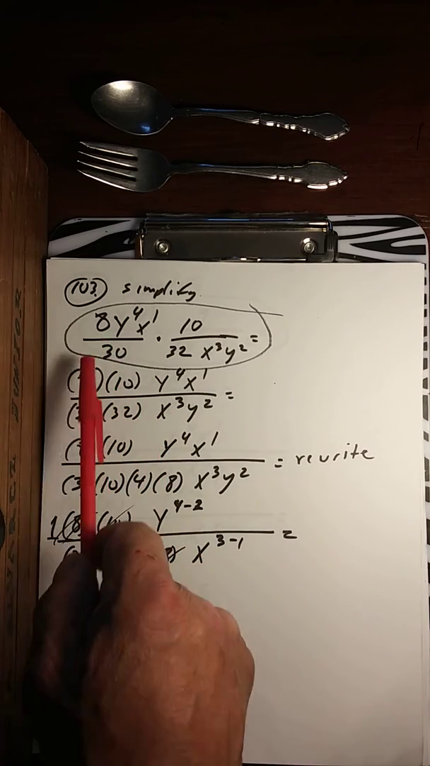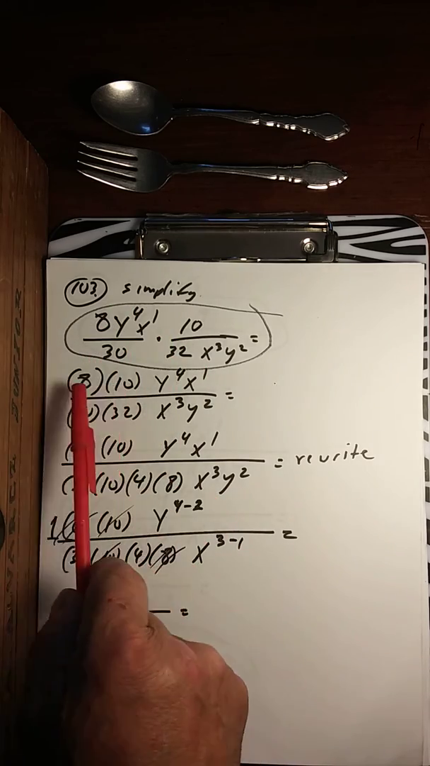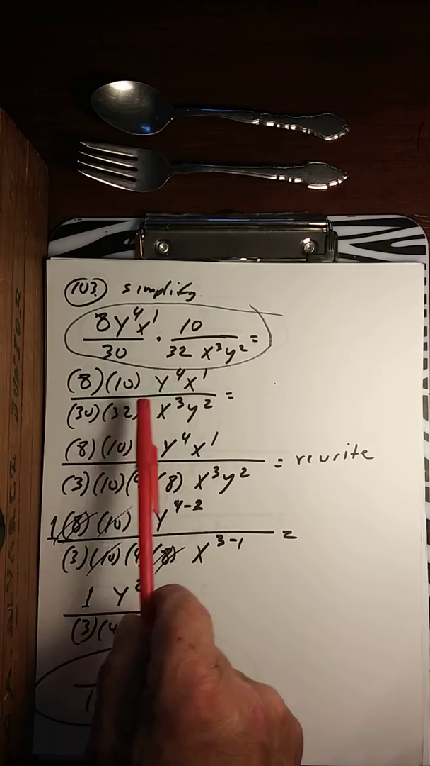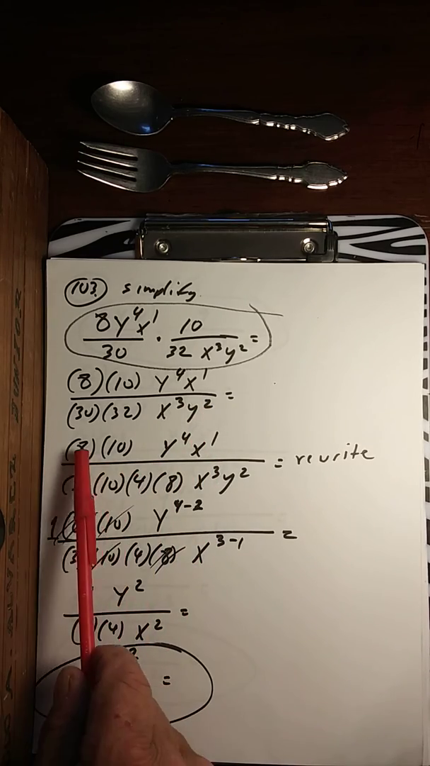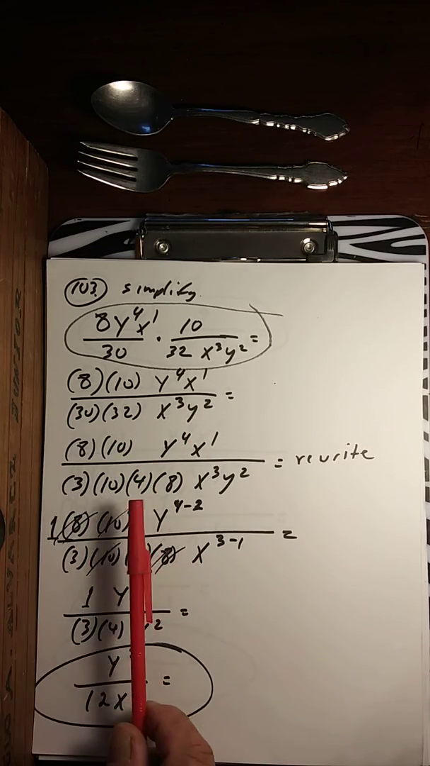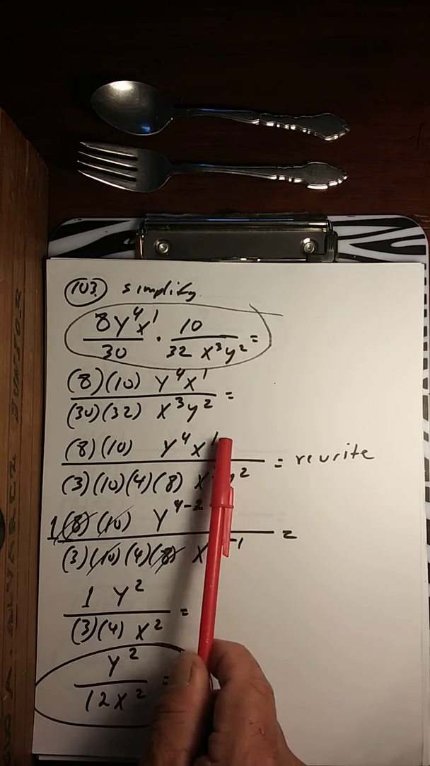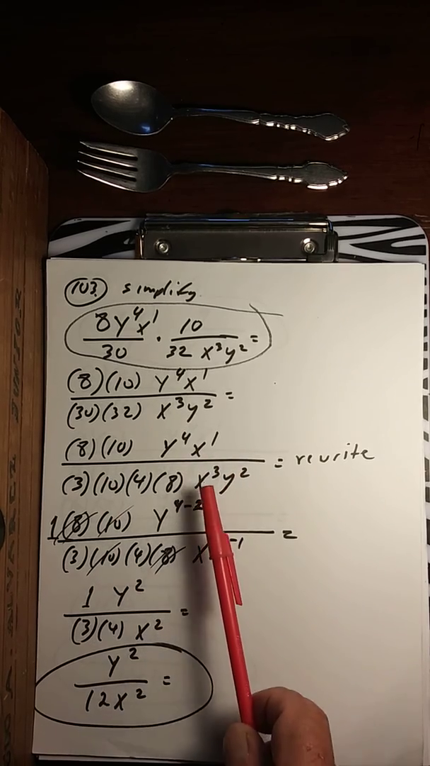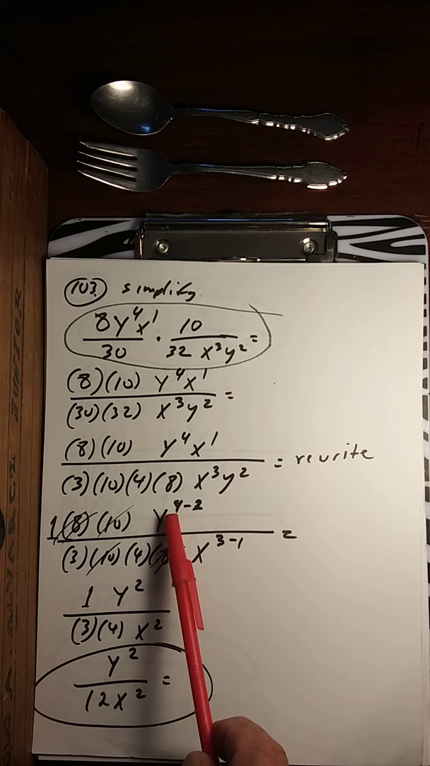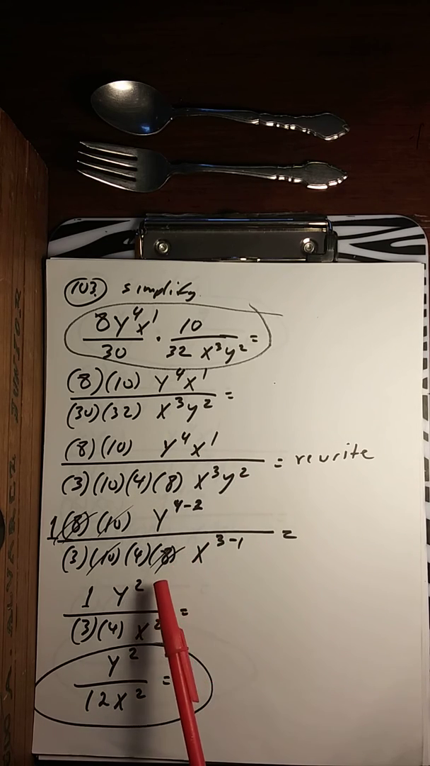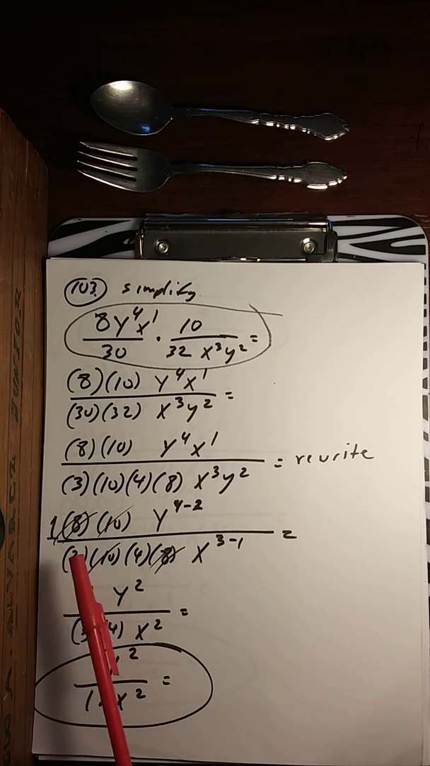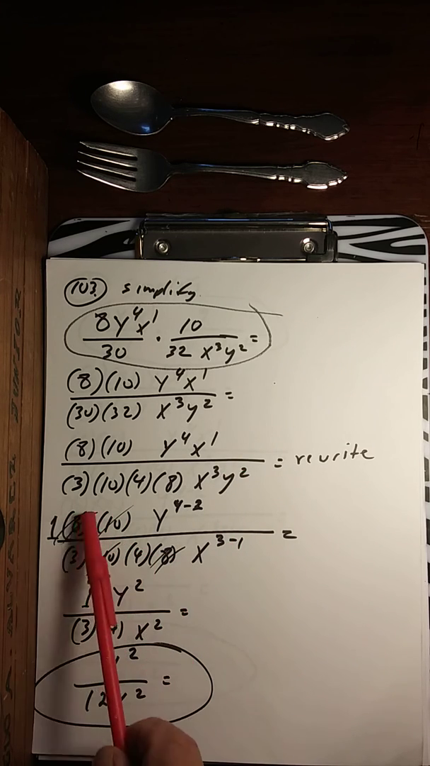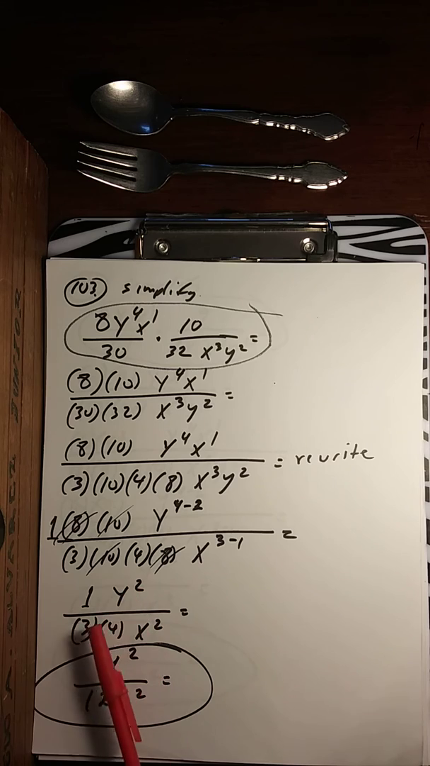This one, rewrite it. The 10 bring it here, 8 times 10, 3 times 10, 4 times 8 is 32. And then put the letters over here, variables. So now we have 8 times 10, 3 times 10 is this, 4 times 8 is 32. And we have still the variables right there. Now subtract. Subtract y, 4 minus 2. And bottom, x to the 3 minus 1. So now we're going to cancel. Left over was 1. Y squared, 3 times 4, which is going to be y squared over 12x squared.